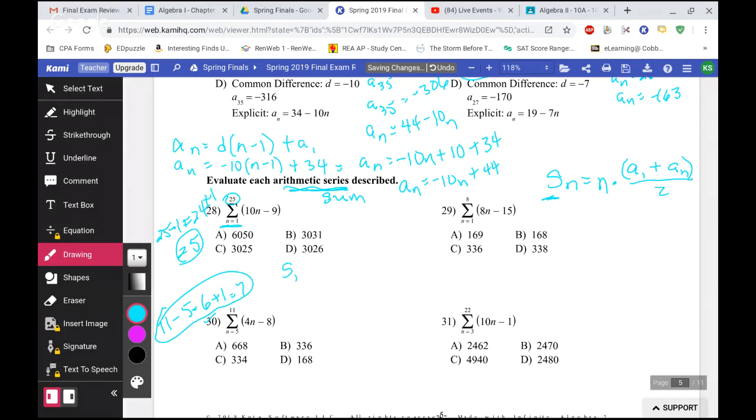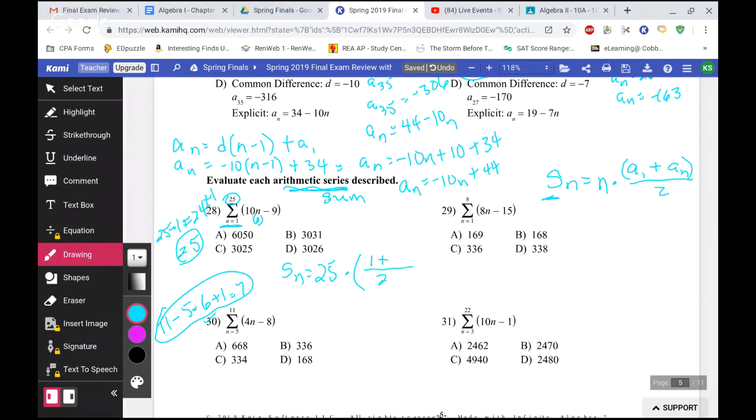So the summation, or the sum of all the terms, is going to be 25, because that's the number of terms. That's what that n is. Times, in the top, you want the value of the first term, which is going to be 10 times 1, which is 10, minus 9, which is 1. So the value of the first term is 1.